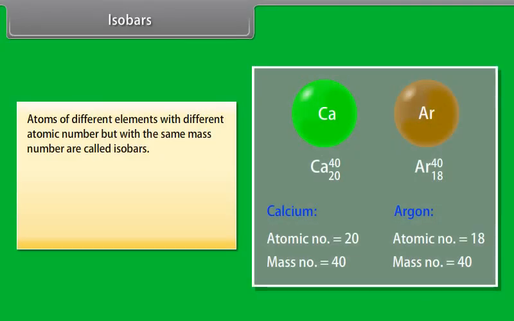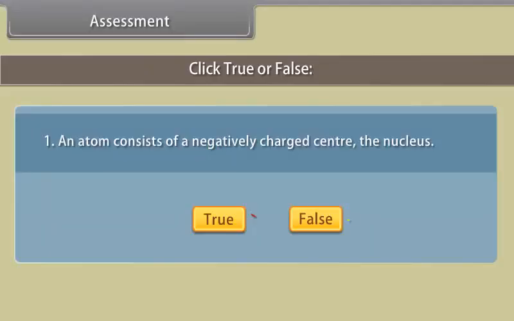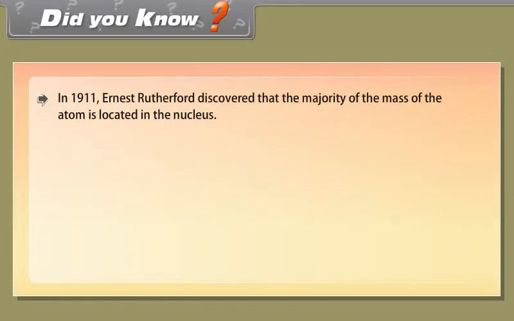Isobars. Atoms of different elements with different atomic number but with the same mass number are called isobars. For example, calcium and argon have different number of electrons and have different atomic numbers. But they have the same mass number of 40, and so they are said to be isobars.